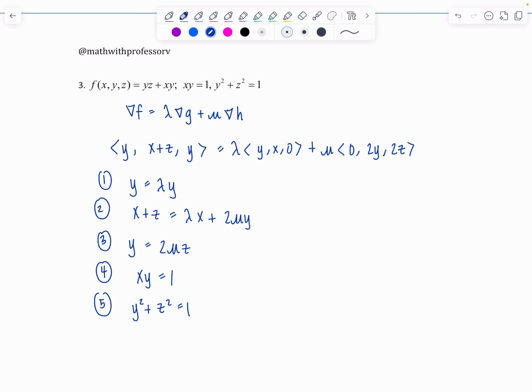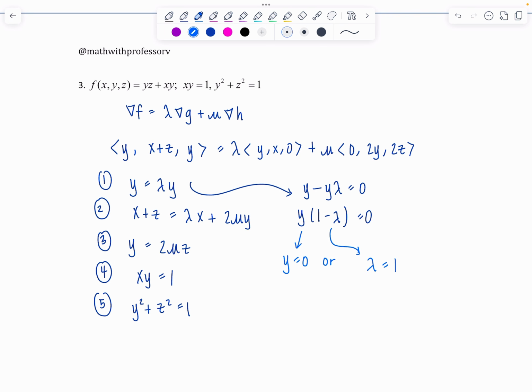Okay, where to start? Sometimes you just got to go for it. Let me start with number 1. It has the least amount of variables, least amount of craziness going on. If I move everything to the left, y minus lambda times y is 0. Factor out a y, and then we can use the zero product property. So either y is 0 or lambda is 1.